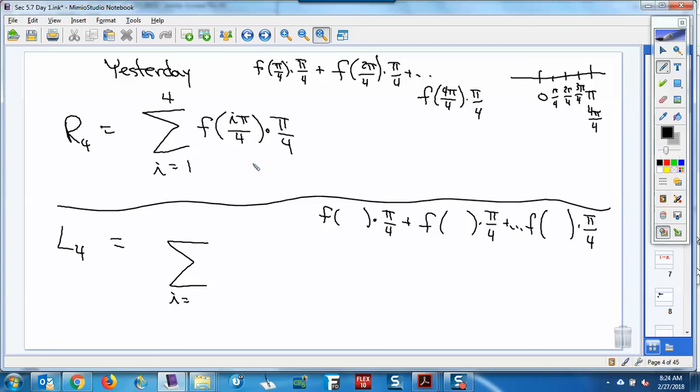One other thing I wanted to mention from yesterday: we had this idea of rectangle heights, and we did 4 subdivisions from 0 to pi, so they were pi fourths wide, and we set up our right rectangle like this. What if we would have done left rectangles? What would have been my first left edge? 0. What would have been my next one? And the last one? What would the last one have been? 3 pi fourths.